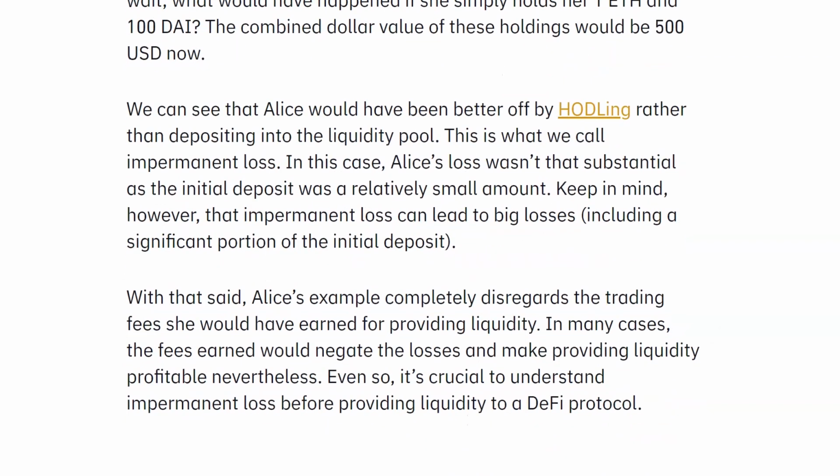That's because she's not claiming WIFIN. We can see that Alice would have been better off by hodling rather than depositing into the liquidity pool. This is what we call impermanent loss.